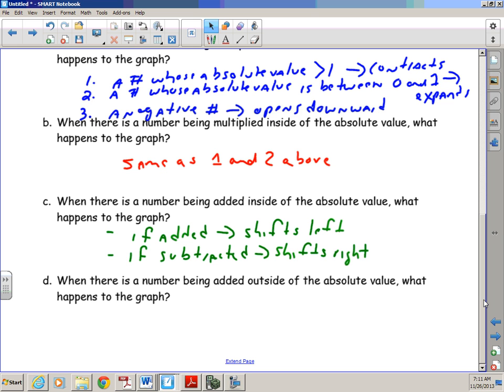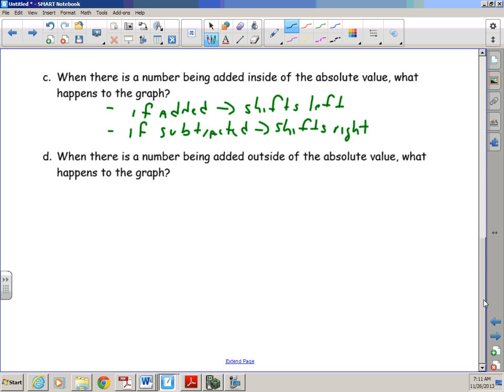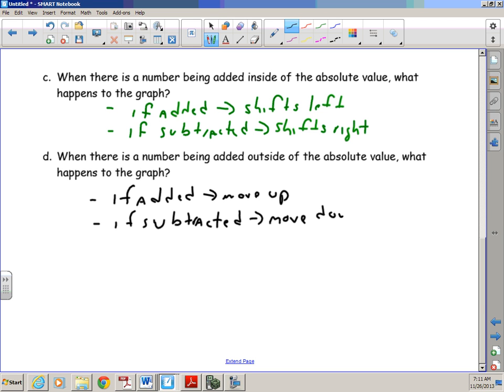Okay? And then the last one, when there's a number being added outside, if added, move up. If subtracted, move down. Okay? Again, I'm not expecting you to memorize all these, but I am expecting you to be able to understand if you are asked what happens if you do this or that, that you should be able to come up with your own example to answer the question.